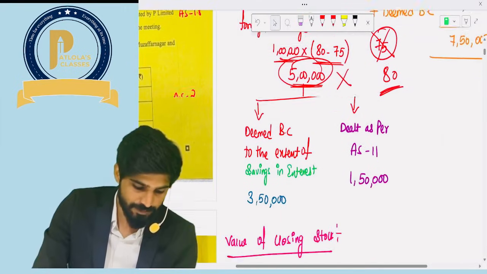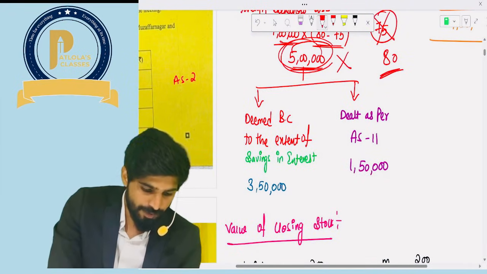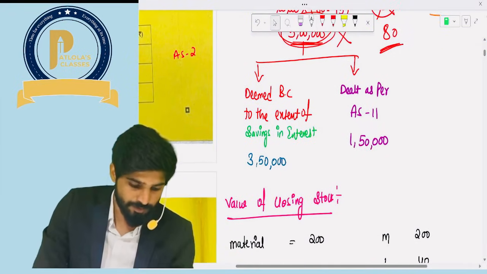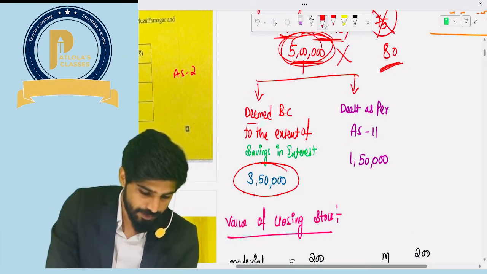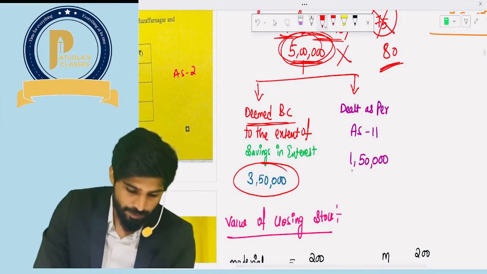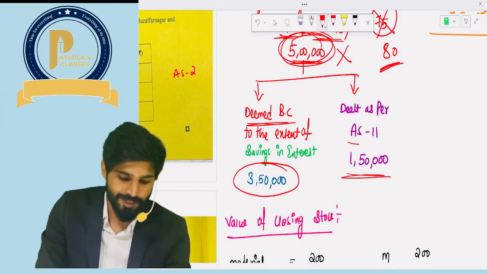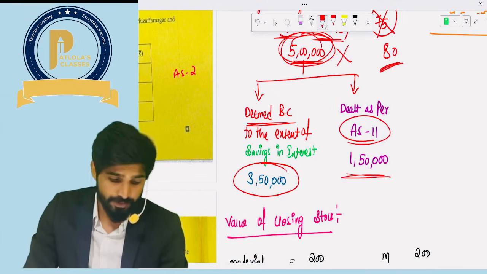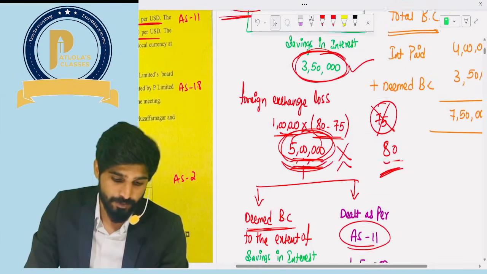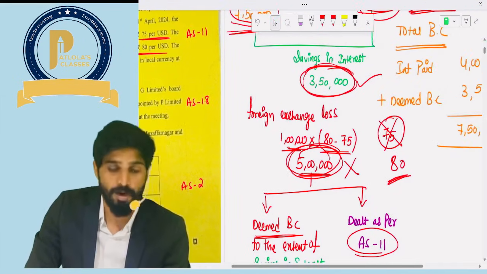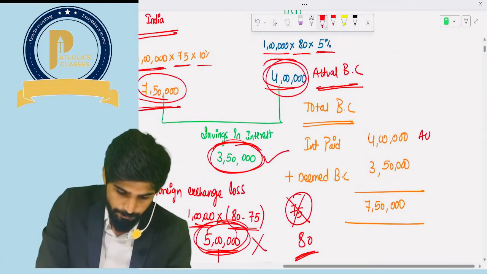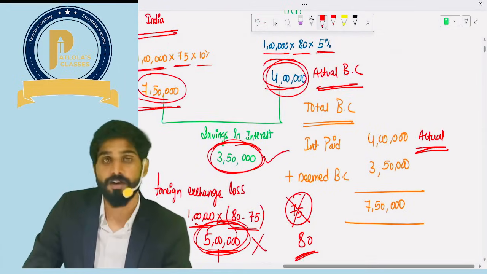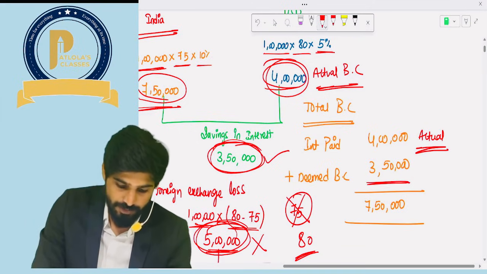So what AS 16 says is that out of this 5 lakhs, it is not all considered as loss. Out of 5 lakhs, 3,50,000 is deemed borrowing cost, and the remaining 1,50,000 will be dealt as per AS 11. I think with this clarification we'll be able to answer two questions. What are they first asking? How much is the total borrowing cost? Total borrowing cost will be how much you actually paid. Actual borrowing cost paid is 4 lakhs, and the deemed borrowing cost is 3,50,000.